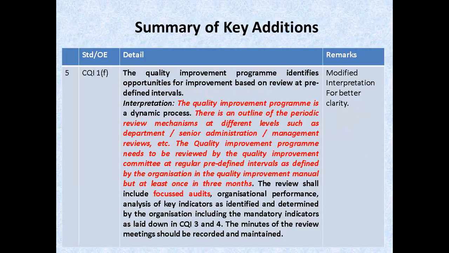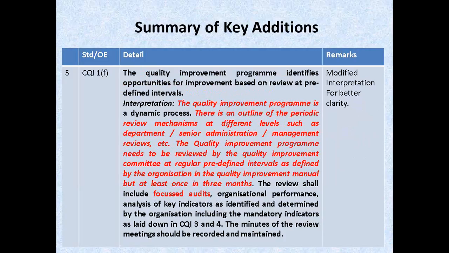CQI 1F talks about the quality improvement program identifying opportunities for improvement based on review at predetermined intervals. So here the interpretation has been modified. Quality improvement program is a dynamic process. There is an outline of periodic review mechanisms at different levels such as department, senior administration, management reviews, etc.